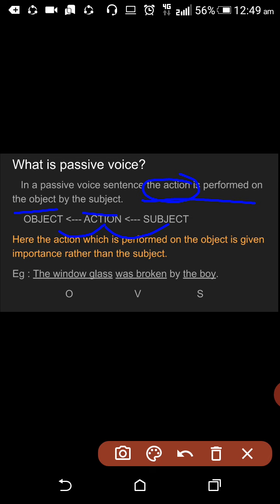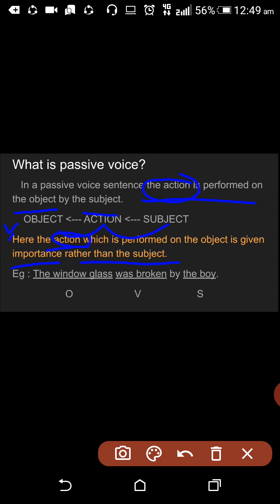The action is performed on the object by the subject. So this is important. Here the action which is performed on the object is given importance rather than the subject. Do you remember? In active voice we said that the subject is the one focused on, the subject is given much importance. But here in passive voice we give importance to the action more than the subject. The action is focused on more than the subject in a passive voice sentence.